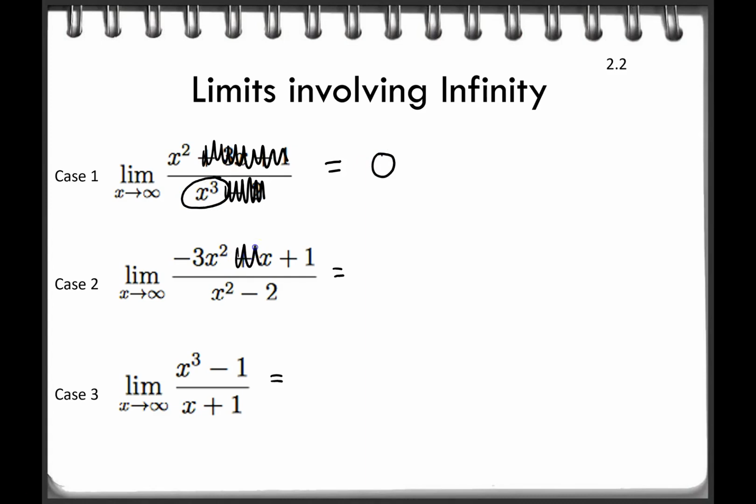All right, in this next case, we remove everything else. You can put a 1 here. Notice that we've got an x squared and an x squared, which you can think about as canceling, and our limit ends up being a negative 3, or just the ratio of those two.